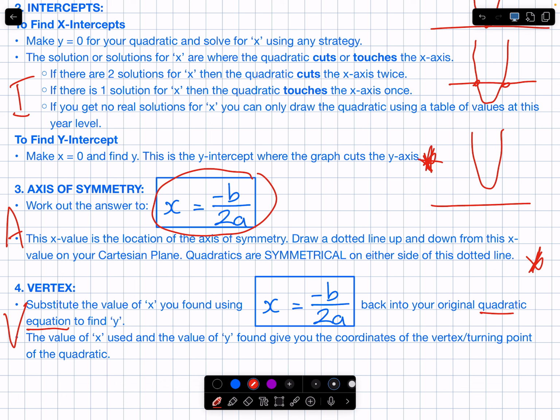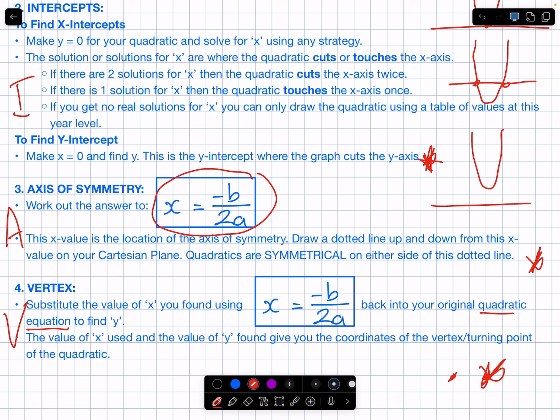So some of you were doing the table of values and you're like, well, I've got a dot here and I've got a dot here. Where's the tip going to be? I don't know, it could be anywhere between those. No, with my method, you're going to know exactly where the tip is. It's guaranteed, okay?